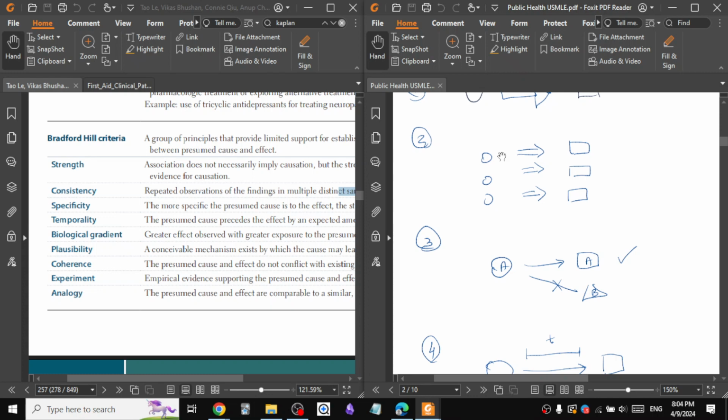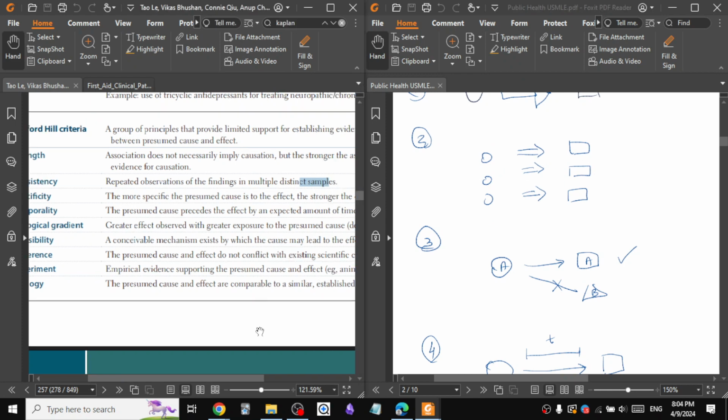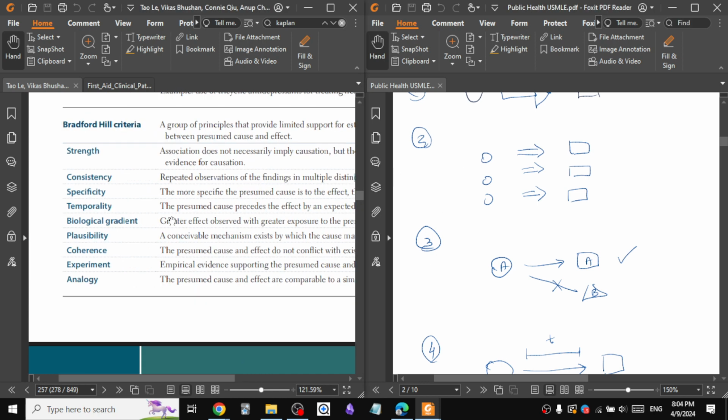Consistency. You see how, along different instances of the causes, I'm getting the same effect? So this is consistency. I have repeated observations finding the same effect in multiple distinct samples. Okay, so that is consistency.